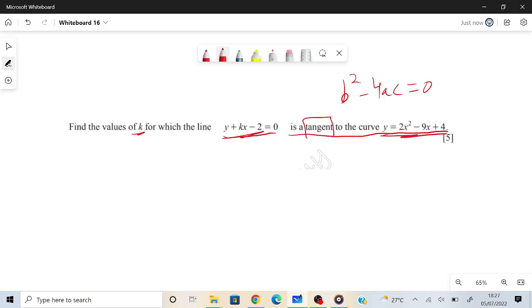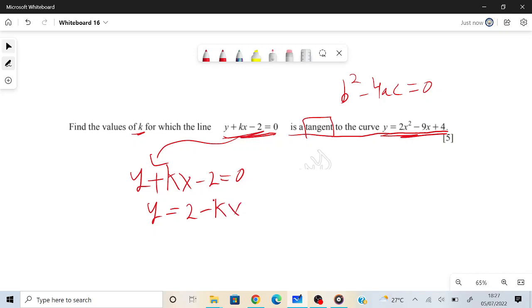But over here y is not the subject. However, we can make y the subject. We have y plus kx minus 2 equals 0. If you make y the subject of the formula, y is equal to 2 minus kx. Please, if you are uncomfortable in making anything the subject of the formula, you can watch my video on rearranging the formula to make x the subject. In this case, we're simply making y the subject.